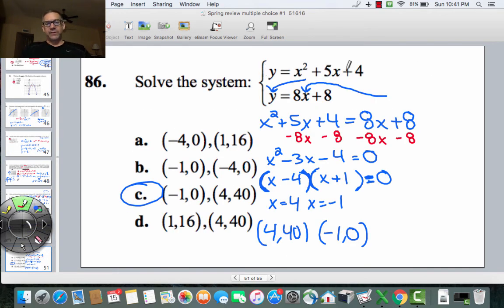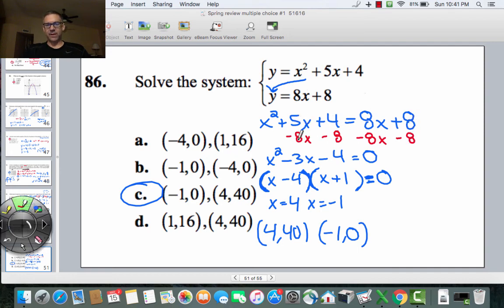We want to solve this system, and so substitution works great. So we take the top function there and we plug it in, just doing a little erasing here. So we take this x squared plus 5x plus 4 and we put it in the bottom equation on the left hand side. And then we want to shift everything over to the left. So we want to subtract 8x, and we want to subtract 8.